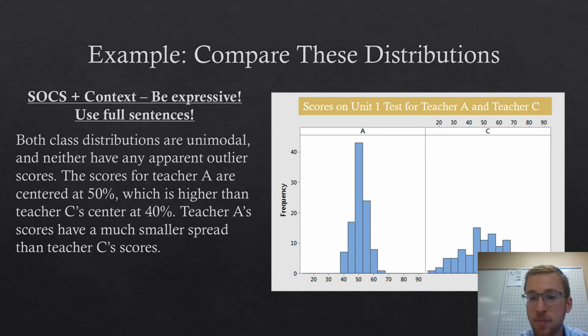I talked about shape, unimodal, they're both unimodal. I talked about how neither of them had outliers. I said that the center for teacher A is higher than that of teacher C, and also teacher A is much less spread out compared to teacher C. And then I talked about scores in there, so there's my context. So really do a good job of being very expressive in these types of problems. What we're going to see next is not how to compare histograms, but to talk about box plots.